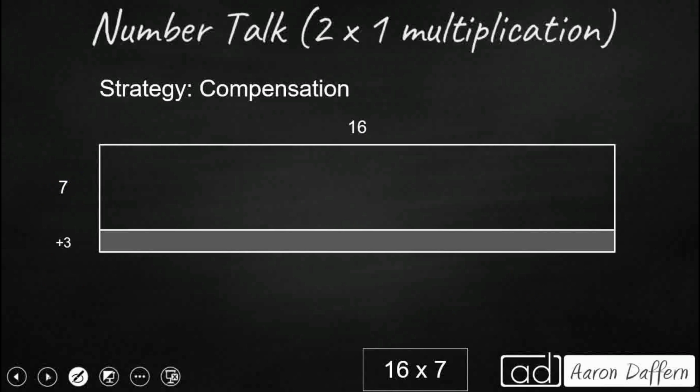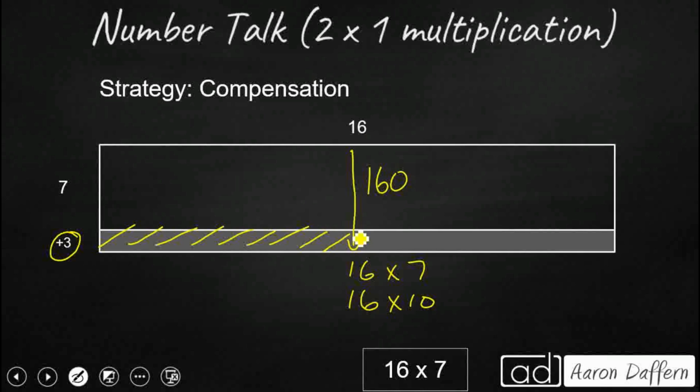Now let's look at compensation. So instead of my 16 times 7, I'm going to say, you know what, if I were to add 3 more to that 7, that's going to be 16 times 10. And 16 times 10, super easy. All of this right here, that's 160, because we know how to multiply by 10. But remember, I added an extra 3 groups of that 16.